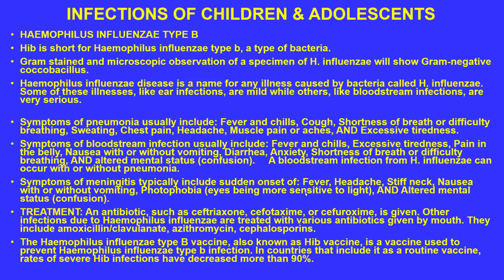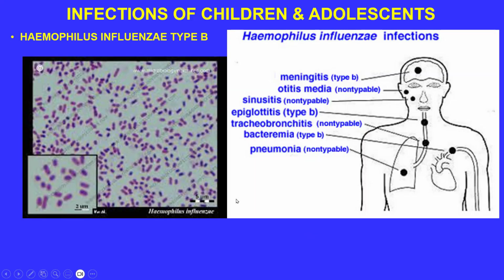They include amoxicillin clavulanate, azithromycin, and cephalosporins. Now, the Haemophilus influenzae type B vaccine, also known as the HIB vaccine, is a vaccine used to prevent Haemophilus influenzae type B infections. In countries that include it as a routine vaccine, rates of severe Hib infections have decreased more than 90%.